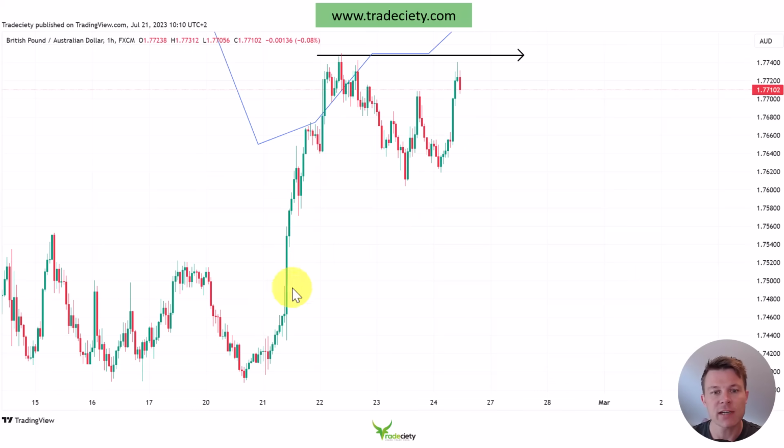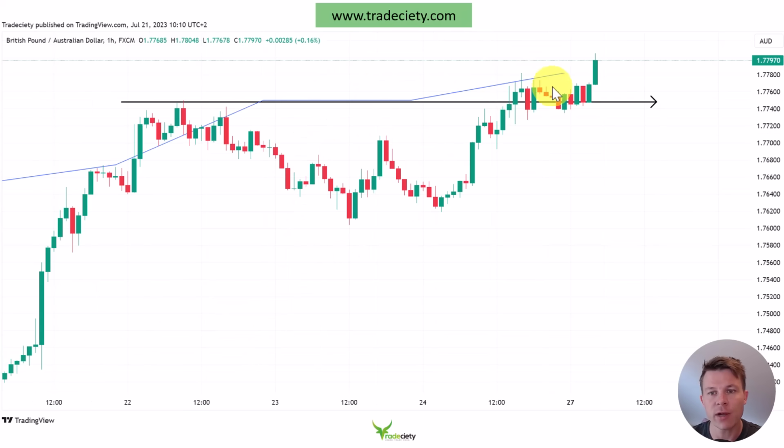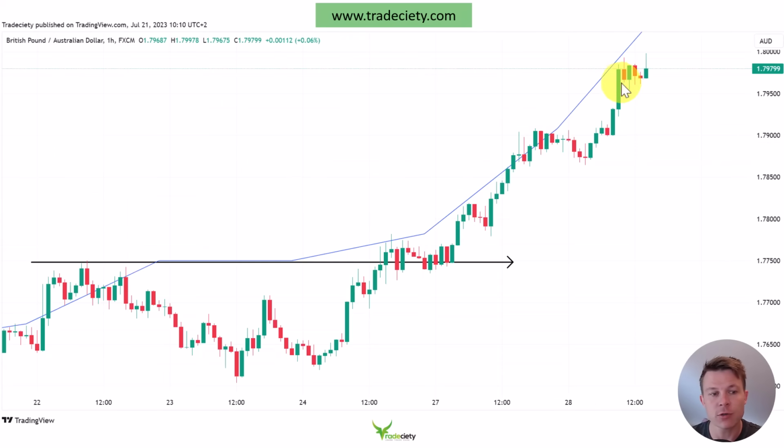So in this case, you can see the market was in an uptrend. We saw the weak correction. We waited for the breakout. We want to see that the retest is succeeding. And then you can see you trade the continuation.